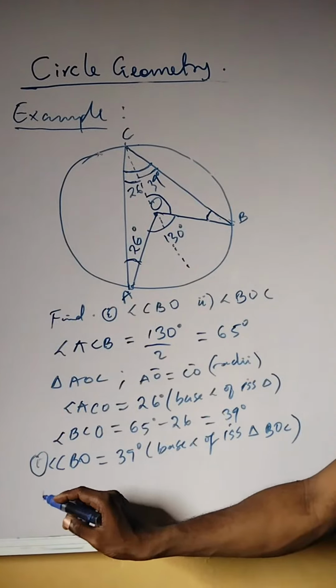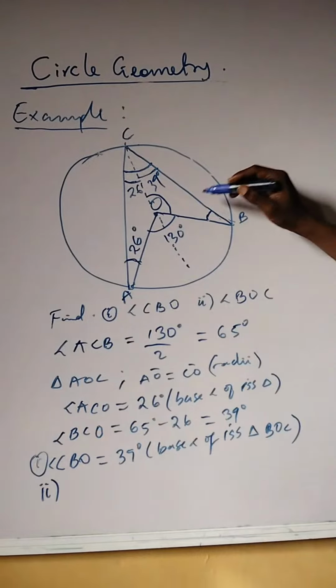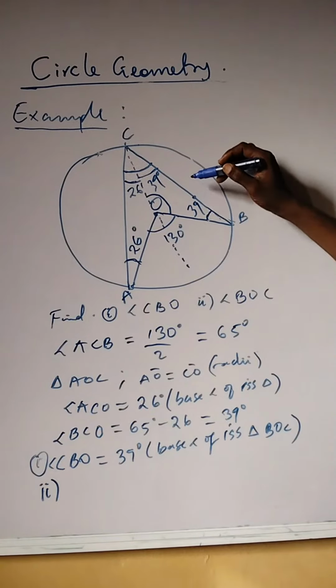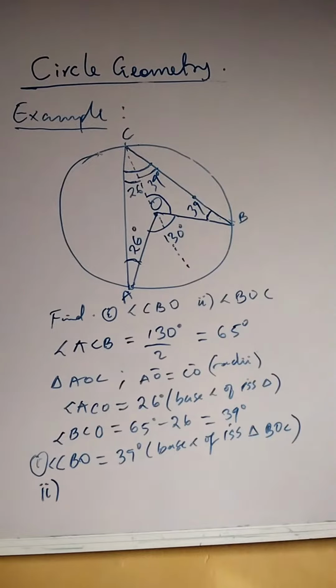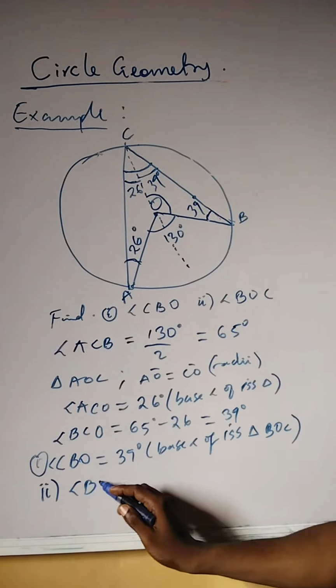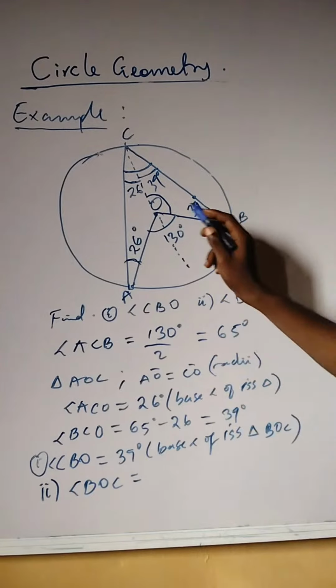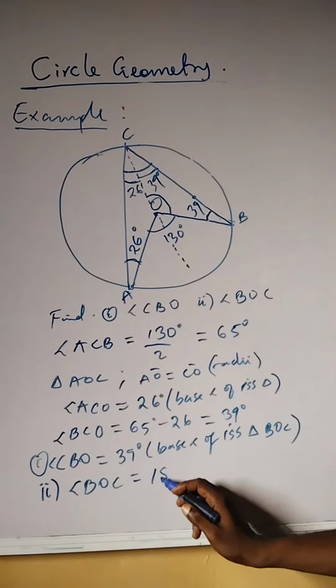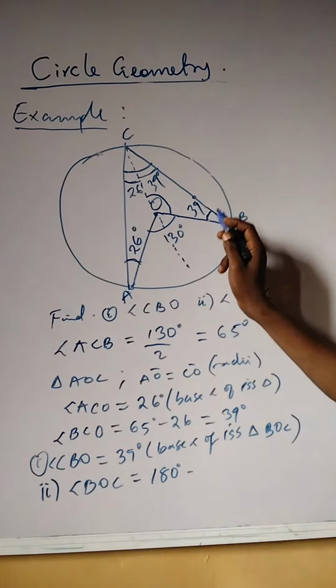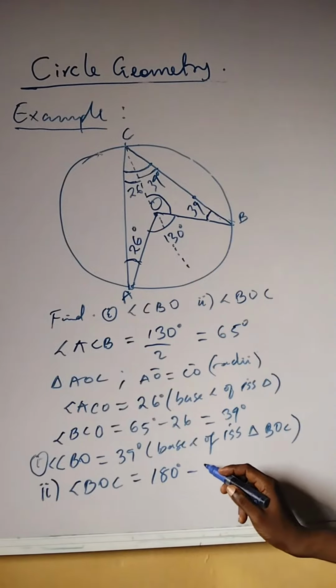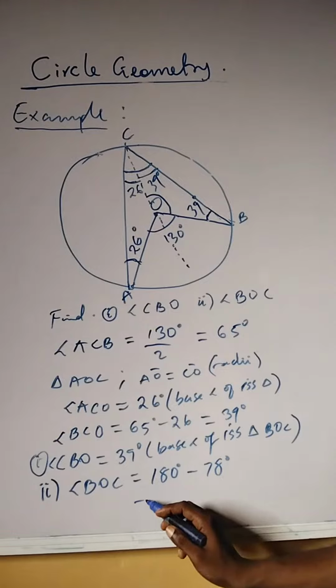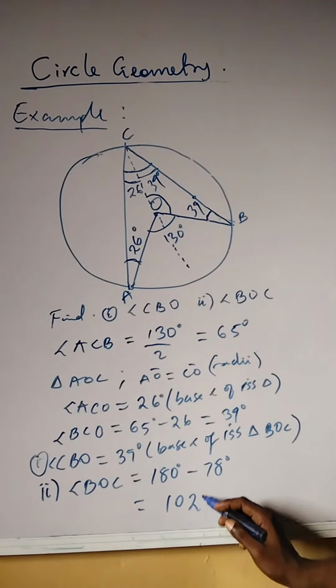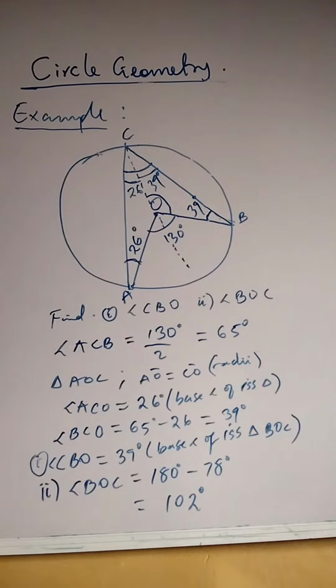Then, the second question here: we got this one to be 39 now, and we are finding this angle BOC, and that angle BOC completes this triangle, because we have 3 angles here now, and the sum of angles in a triangle should be 180 degrees. So that will now be 180 degrees minus 39 plus 39, and that gives us 78 degrees. So 180 minus 78 degrees gives 102 degrees. So here we have the solution to this problem. It was easier to solve. Why? Because of the first theorem that we already know.